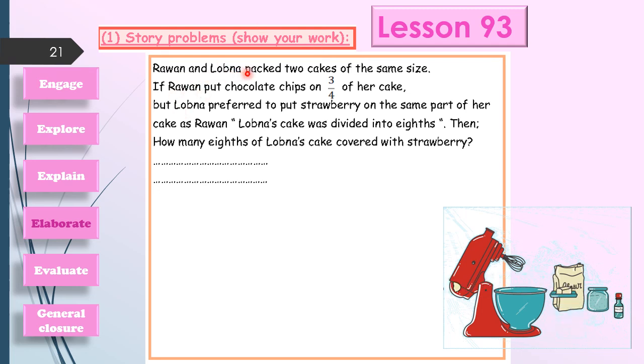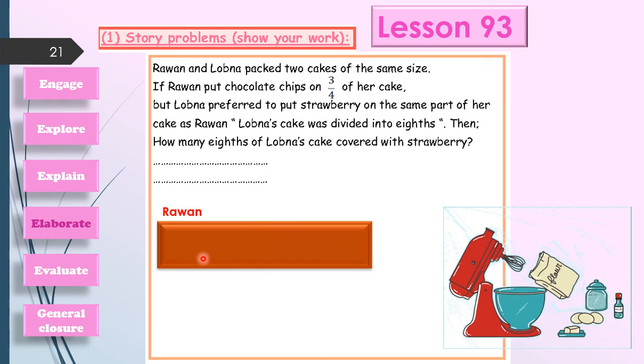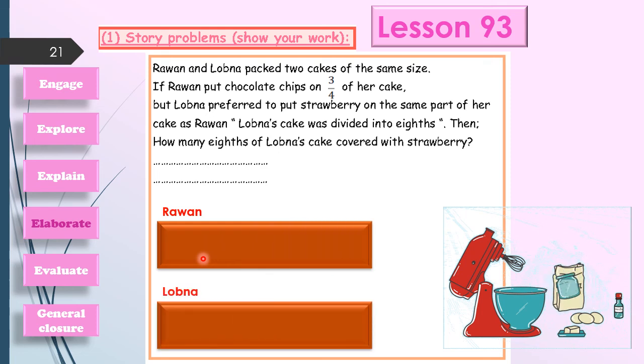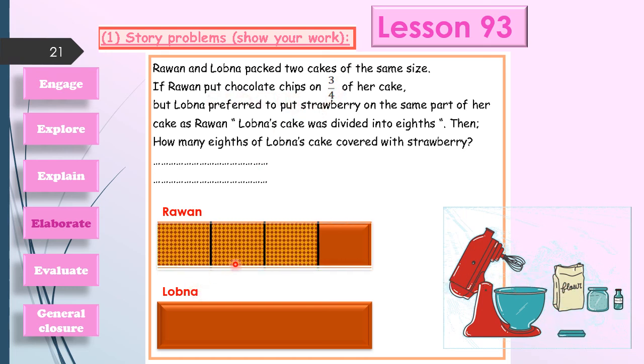Okay, Rawan and Lubna baked 2 cakes of the same size. Let's draw your fraction strips of the same size. The first sentence is finished. Let's go to the second one. If Rawan put chocolate chips on 3/4 of her cake, let's divide Rawan's cake into how many parts? Yes, 4 parts. Then 3 parts out of 4 are colored in chocolate chips. It will be like this. And write down here 3/4. The second sentence has been finished.